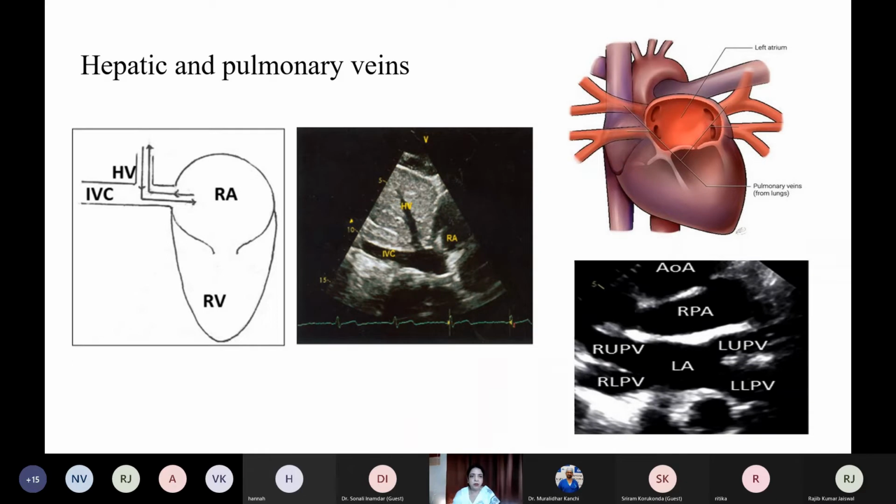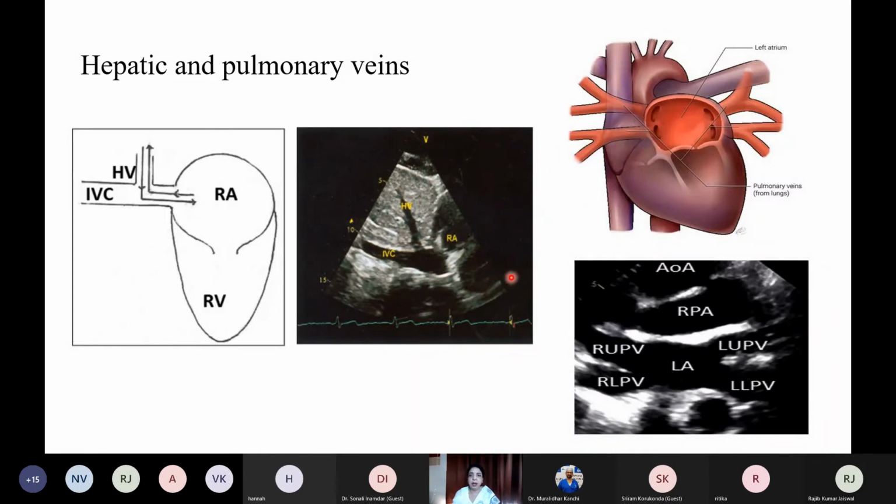So hepatic vein, we all know that it drains to the right atrium through the IVC, which ultimately drains into the right ventricle. This is the transthoracic subcostal view showing the right atrium, the IVC draining into the right atrium, and the hepatic vein, which is very, very good for Doppler interrogation. The flow is absolutely parallel.